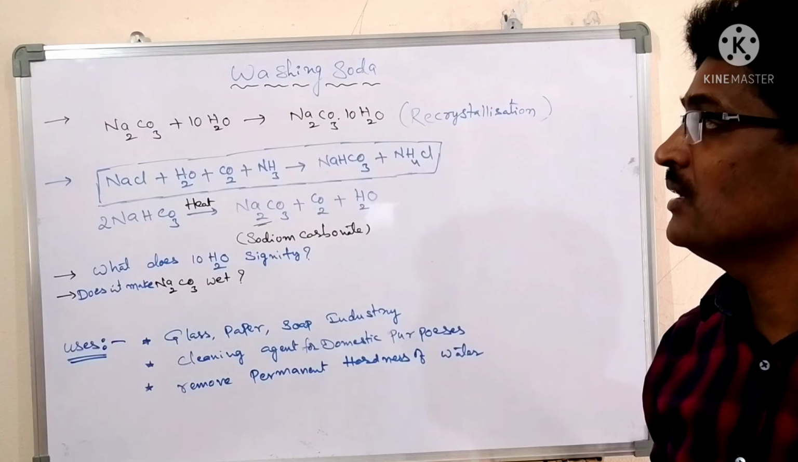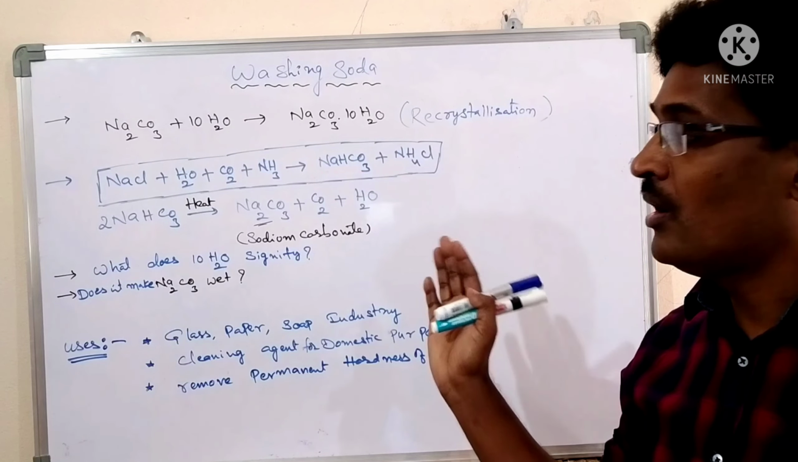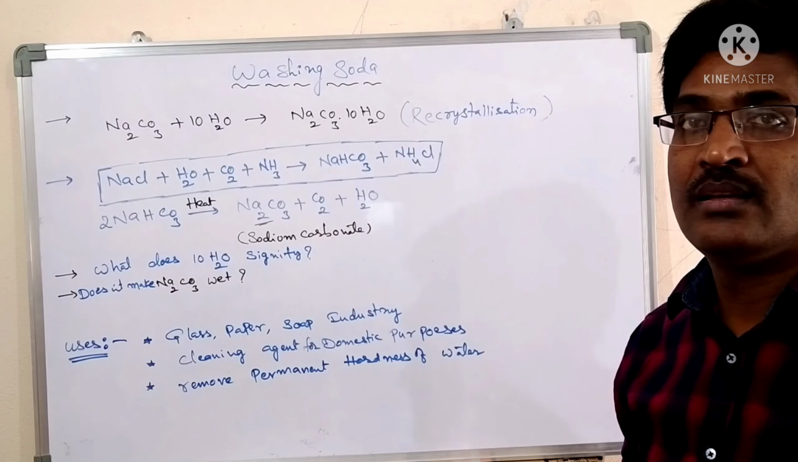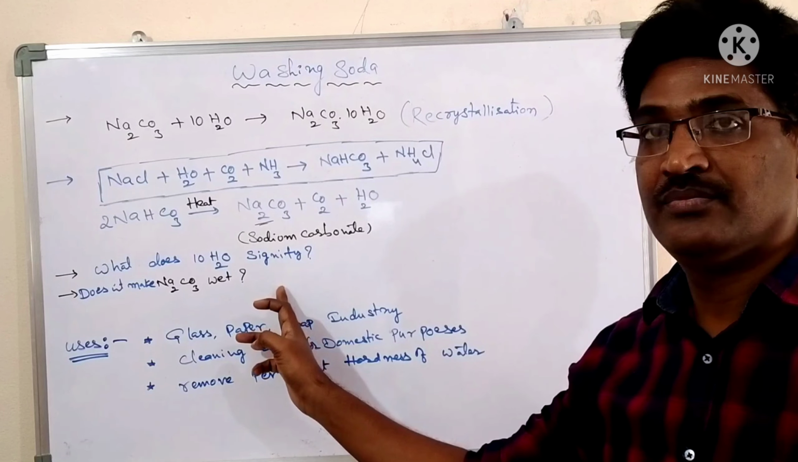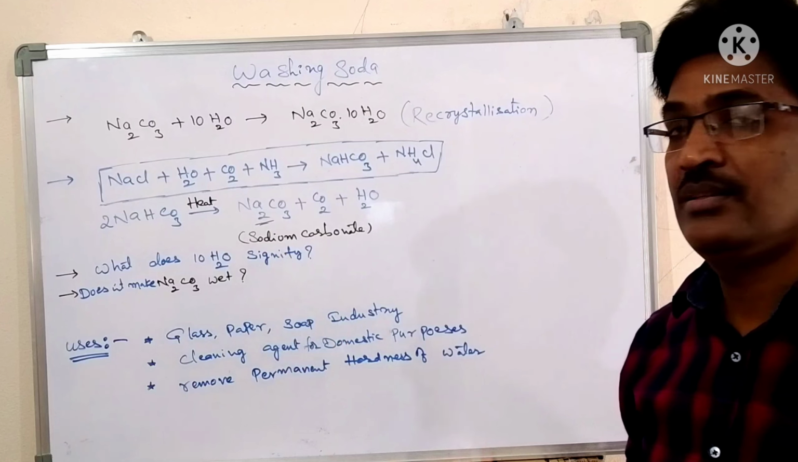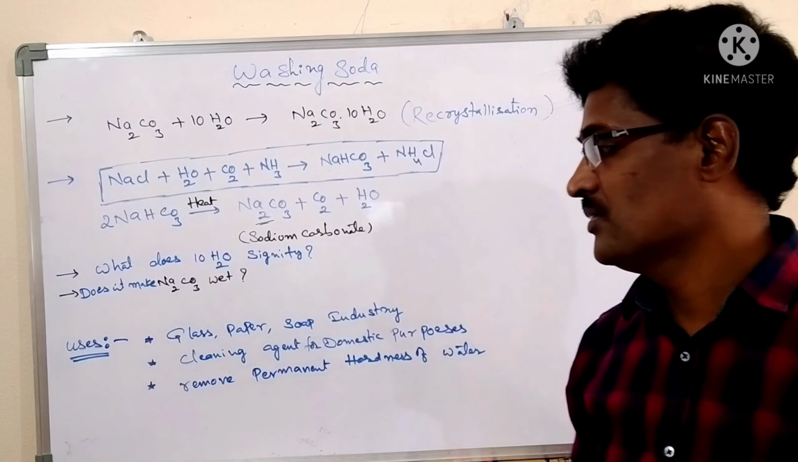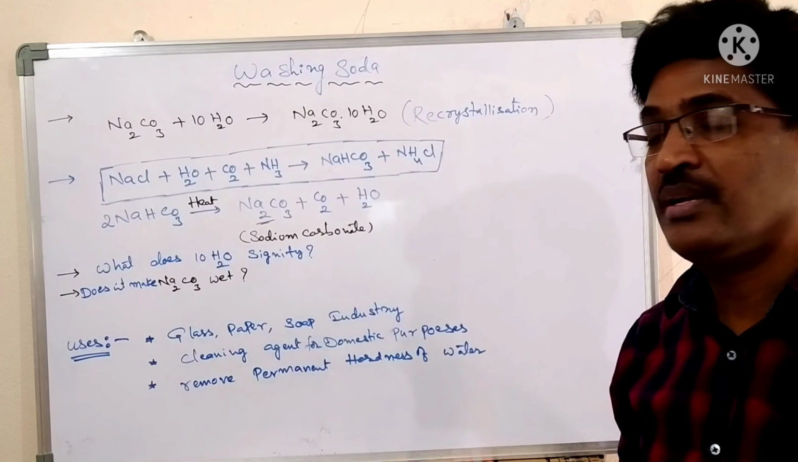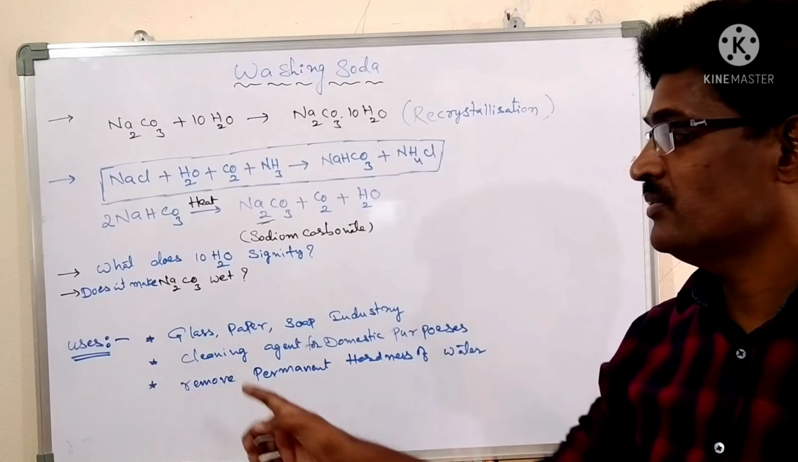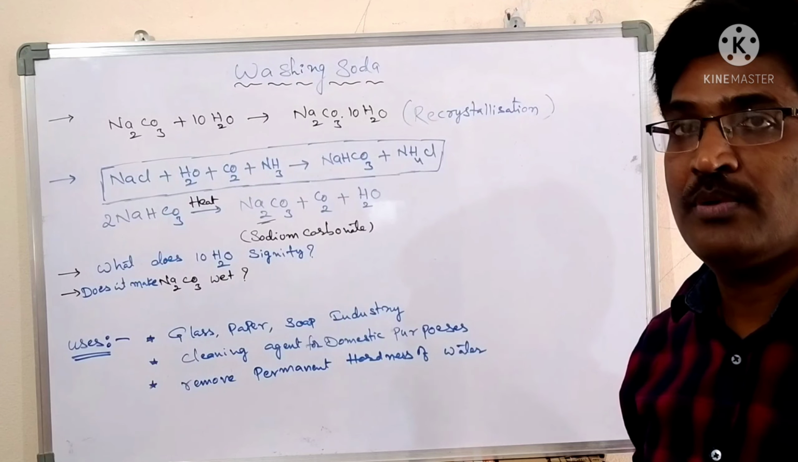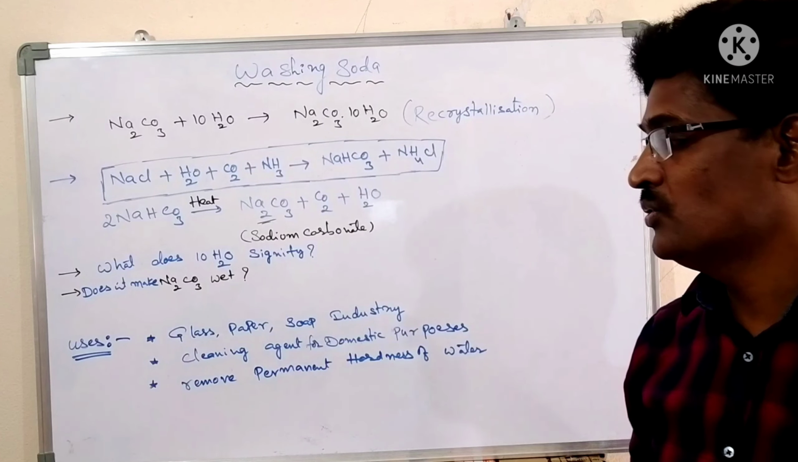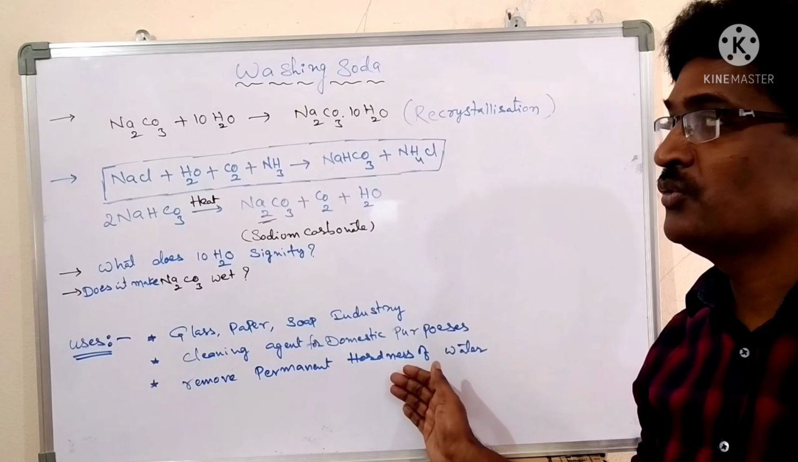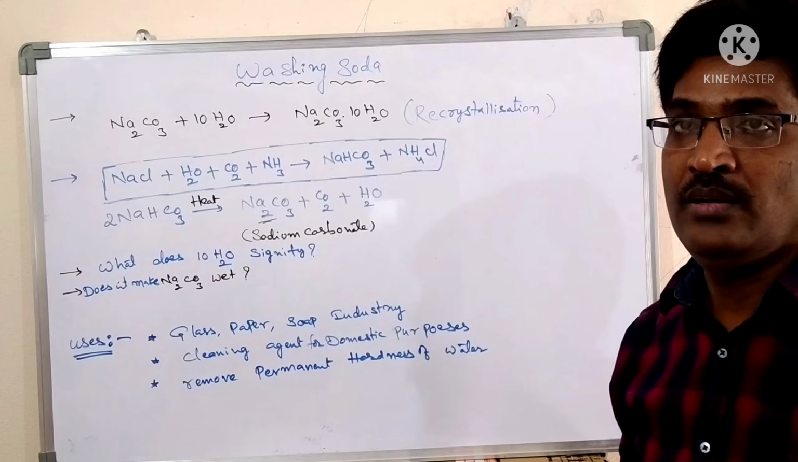Yes, we have to give the conclusion in crystallization. Although it contains water molecules, it looks dry, but it is wet. Now, what are the uses? Washing soda we can use in glass, paper and soap industries. Next, we can use it as a cleaning agent for domestic purposes. Next, we can use it to remove the permanent hardness of water. These are the uses of washing soda.